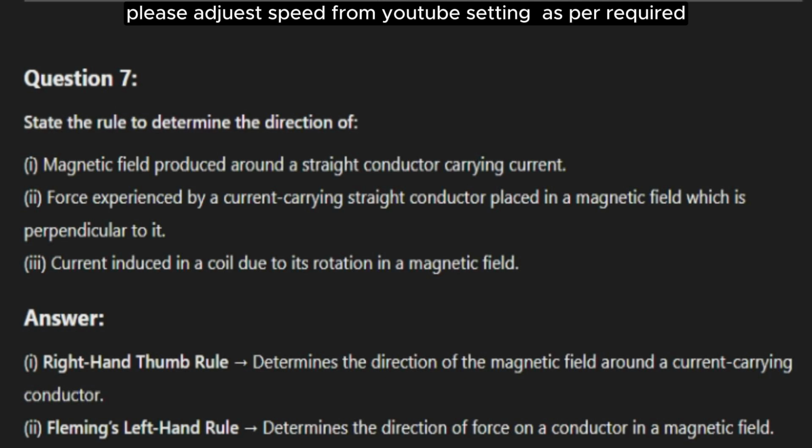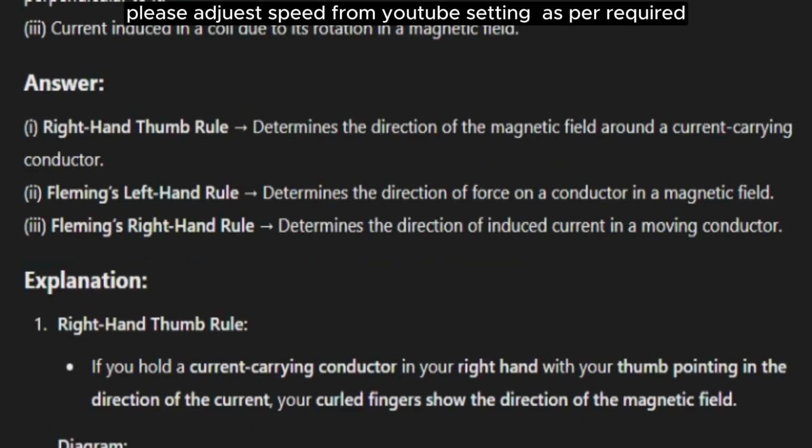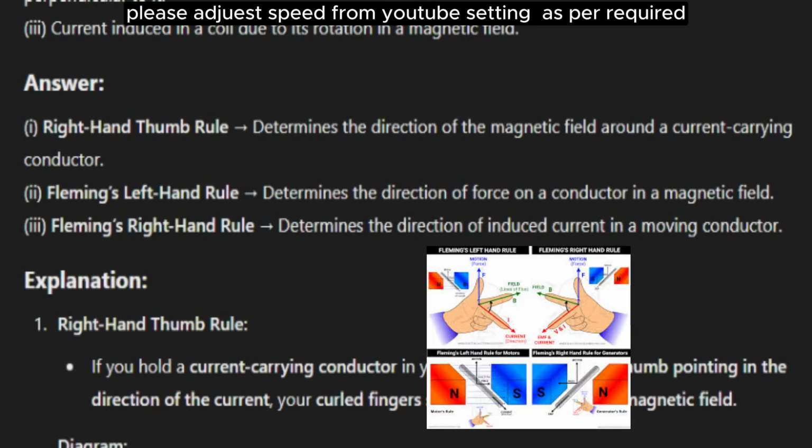II. Force experienced by a current-carrying straight conductor placed in a magnetic field which is perpendicular to it. III. Current induced in a coil due to its rotation in a magnetic field. Answer. I. Right-hand thumb rule determines the direction of the magnetic field around a current-carrying conductor. II. Fleming's left-hand rule determines the direction of force on a conductor in a magnetic field. III. Fleming's right-hand rule determines the direction of induced current in a moving conductor.